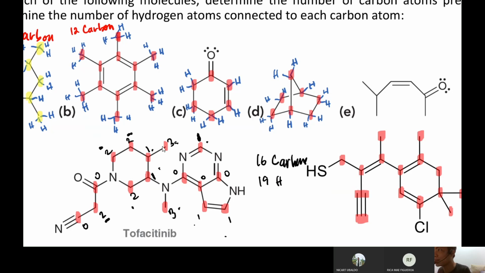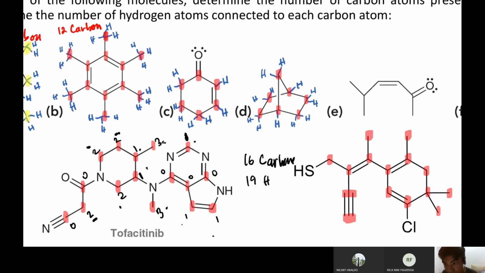Plus 1. Tapos may tatlo doon. Plus 3. Dito, may dalawa. Tapos may isa dito. Tapos may tatlo dyan. 0, 0, 0. Tapos may isa doon. Tapos may tig-isa dito sa baba. 19 nga. 19 yung hydrogens. I-count nyo na lang. Basta ito yung counting dyan. Screenshot nyo na lang.